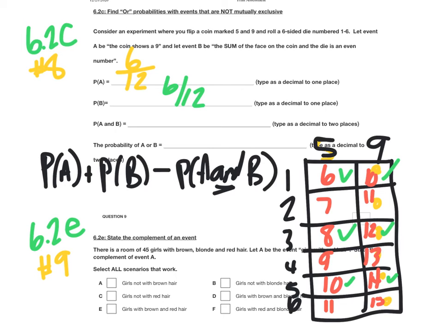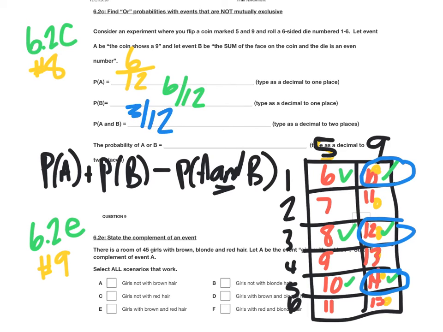So A and B is, what's the probability the coin shows a 9 and at the same time the sum of the face of the coin and the die is even. Now you can see that if you double check anything on here, right here we have both events happening, and both events happening. So in these cases it says the coin shows a 9 and the sum of the two items is even. So here it happens 3 times, which means we're going to have to back it out.